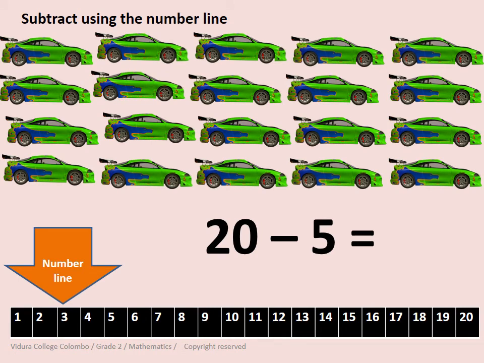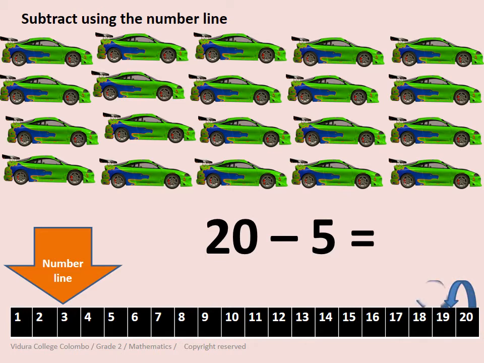Subtract using the number line. We can also do subtraction using the number line. Now look at the number line given below. It has been numbered 1 to 20. We have to subtract 5 from 20. We can use the number line to subtract 5 from 20. What we need to do is jump backward from 20, 5 times. So let's jump 5 times backward and see whether we can find the answer.